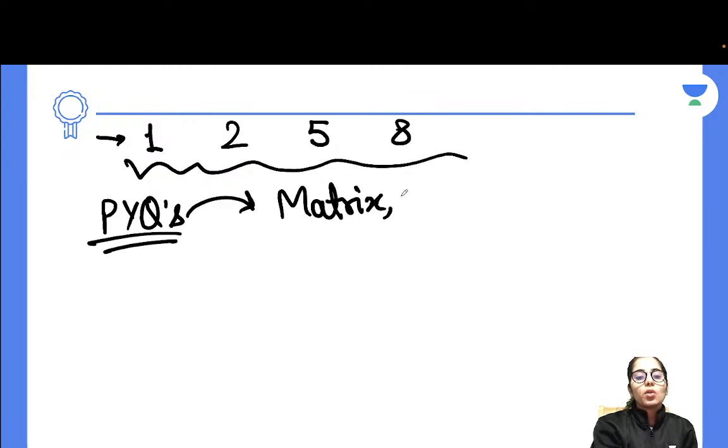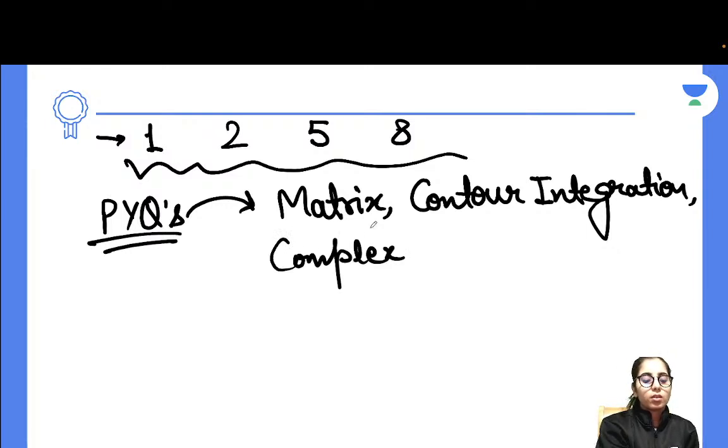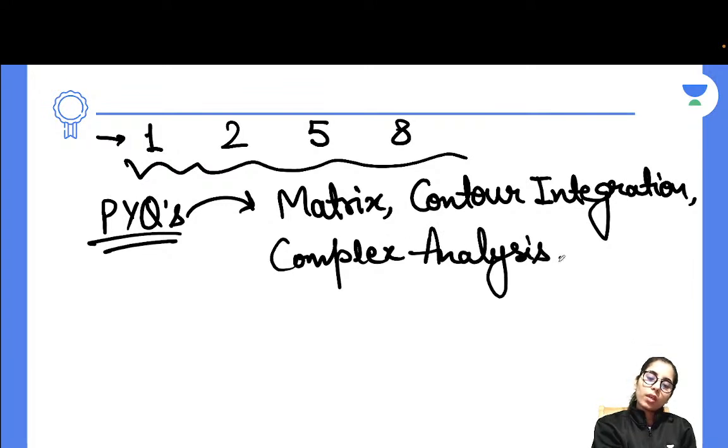Other than that, we have contour integration based questions there, okay. Or if I talk about the next one, complex analysis based questions will be there, okay. Other than that, the next one is going to be matrices, contour integration, complex analysis, and the next one, Laplace transform.